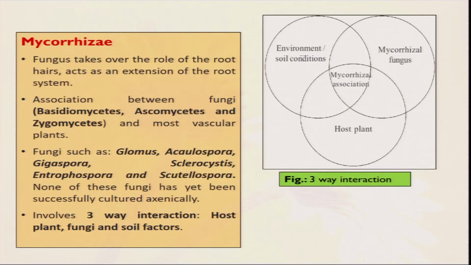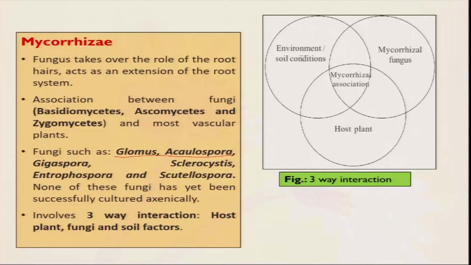In the later picture you see how they are penetrating. This is the three-way interaction: the environment or soil condition, the mycorrhizal fungus, and the host plant. There are different types of fungus working. Among the AM species, the most important fungi I know are Glomus, Acaulospora, Gigaspora, and also some Scutellospora.